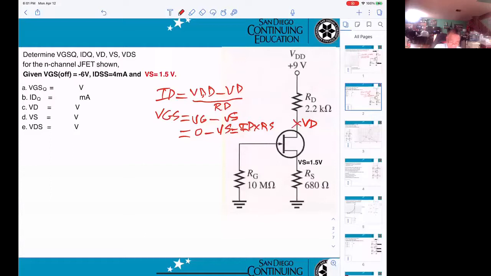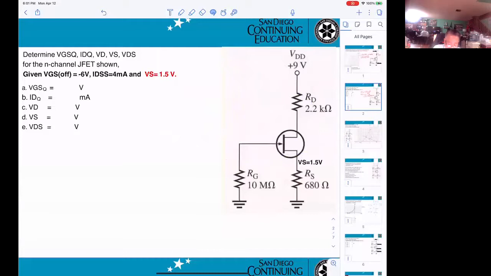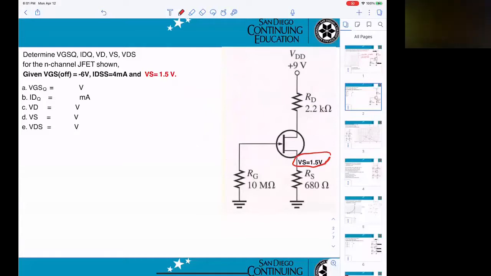So now on this problem here, I want you to do it. I give you VS right here. Now go ahead and do the rest for me, A, B, C, D, E, quickly.